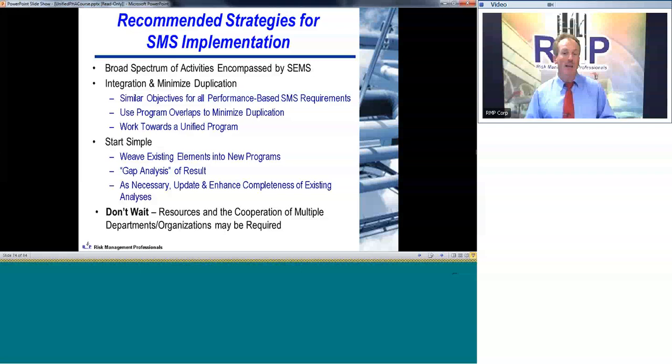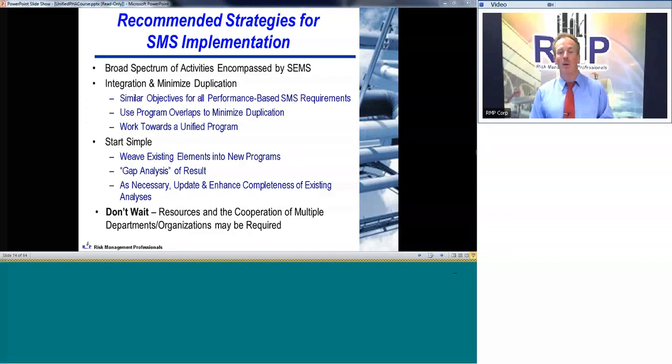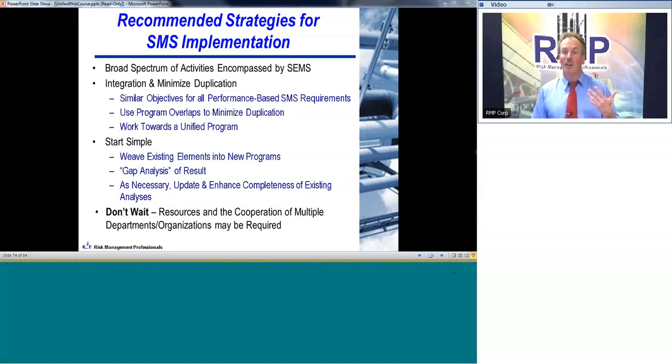In terms of implementing SEMS altogether, you've got a really broad spectrum of activities. What you want to focus on is integrating these activities and minimizing duplication. You've got similar objectives for all these performance-based requirements, so using program overlaps to minimize duplication can be critical. You want to work towards a unified program. You want to start simple and take your existing elements. Most of you have operating procedures of sorts. Perhaps you haven't updated them for a while or used them regularly, but you've got operating procedures. You may have MOC procedures. Take what you've got, pull it together, and then do a gap analysis.